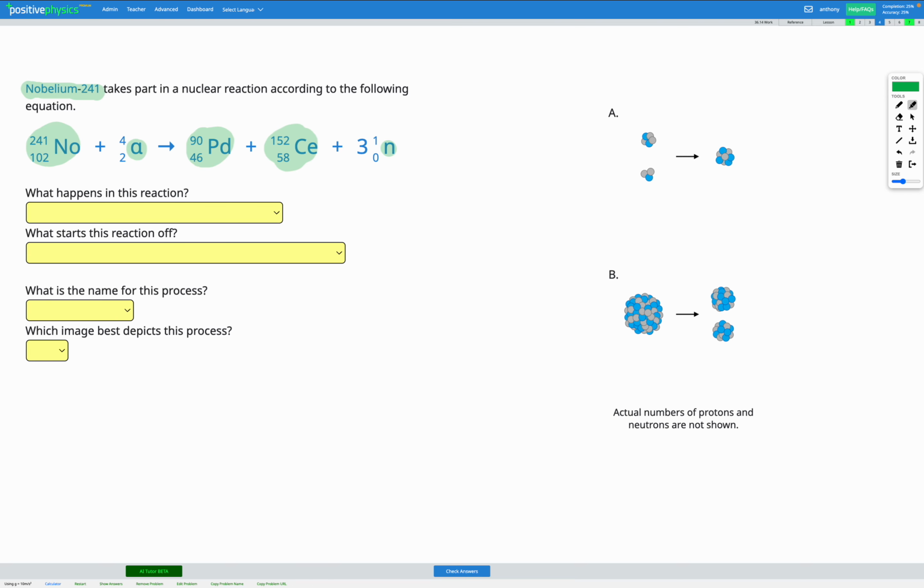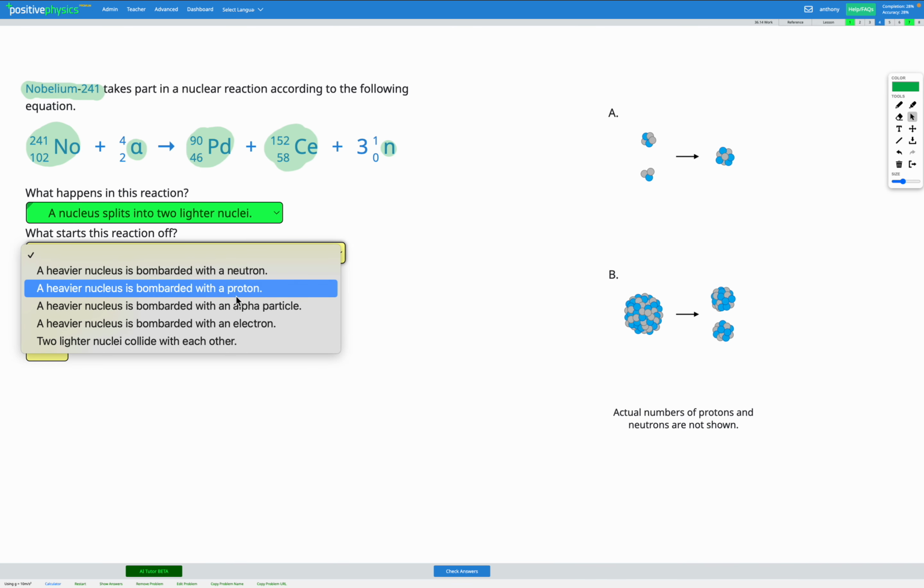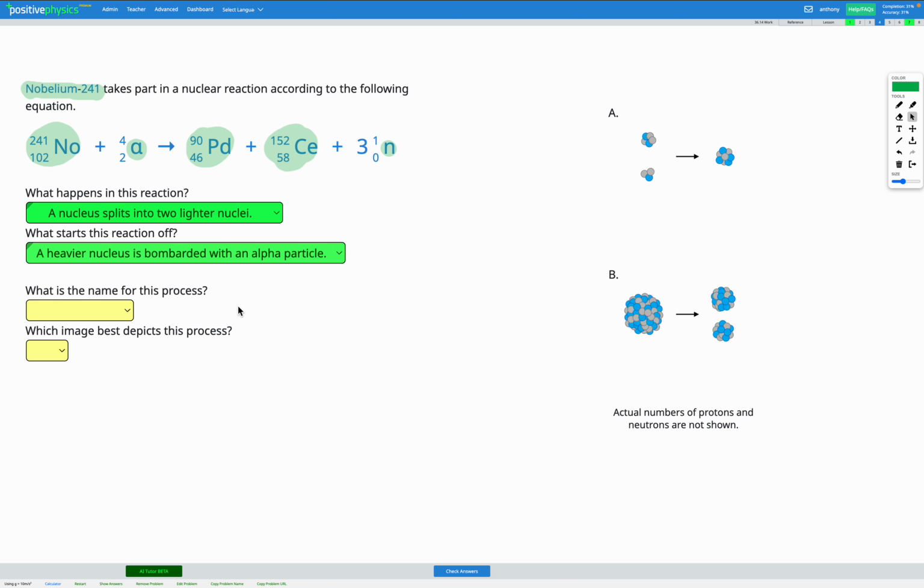So what happens in this reaction? We have a nucleus, and it splits into 2 lighter nuclei. What starts the reaction off? This time it was an alpha particle that started off the reaction. What's the name for this process? Well, we've got a big atom splitting in 2, so that's going to be fission. Which image depicts the process? That's going to be B, because we've got a big nucleus splitting into 2 smaller ones.